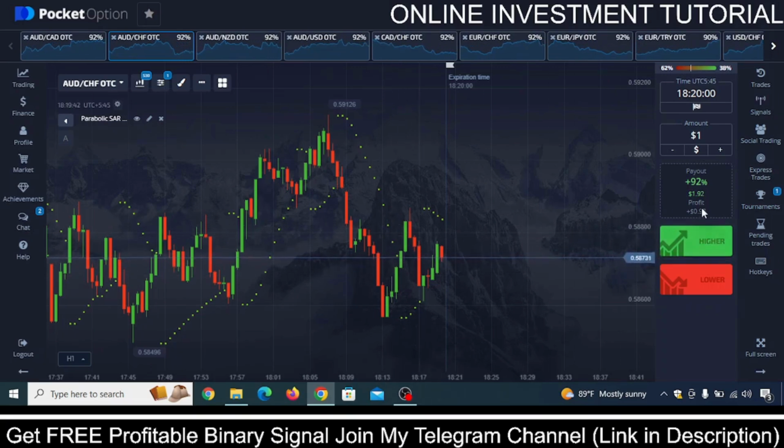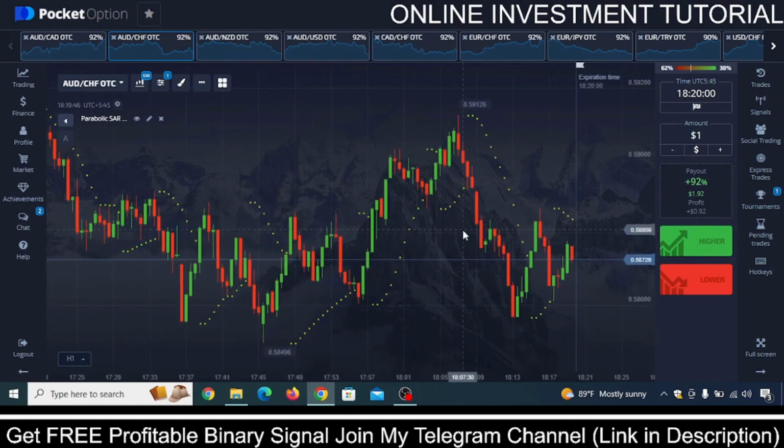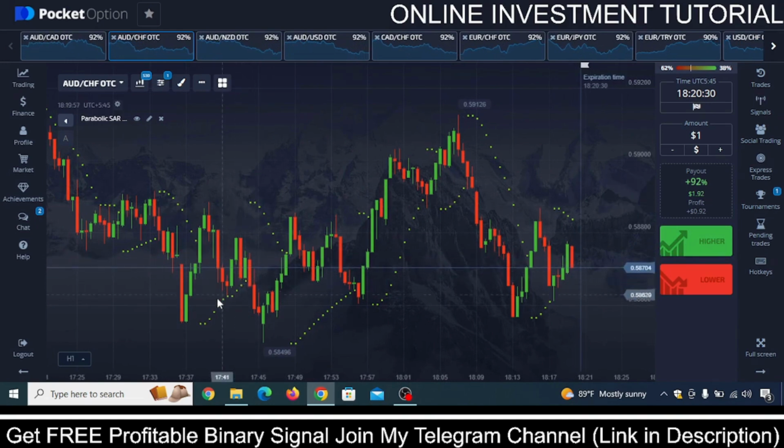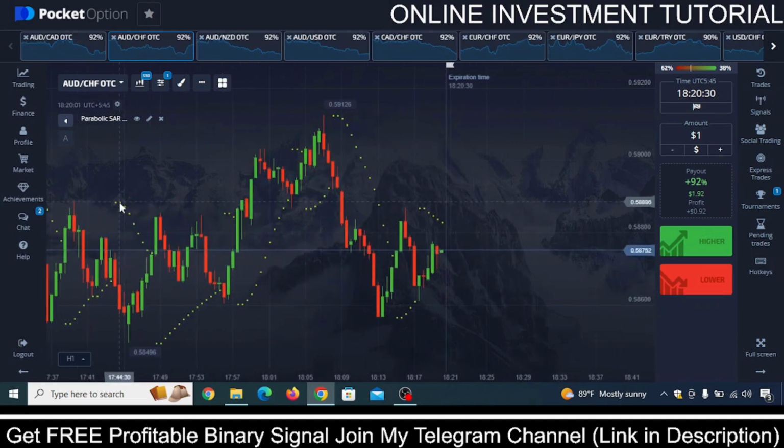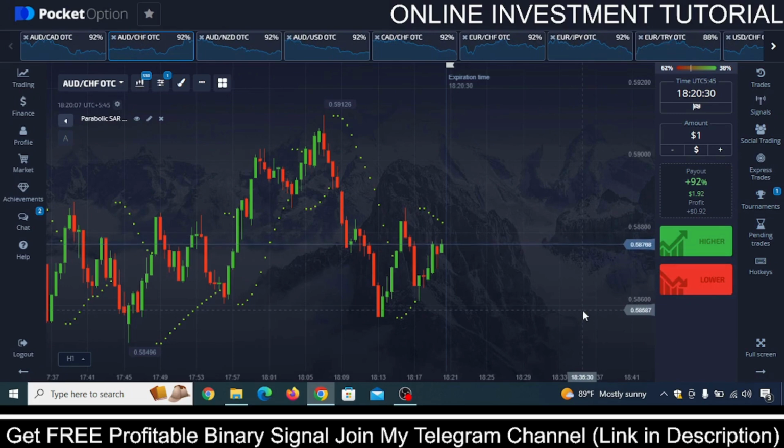Similarly, let's say this one dot has formed and the market is near these dots. Second dot has formed, and at that time exactly you make a trade by clicking on lower. Now I'll make a few trades and show you.